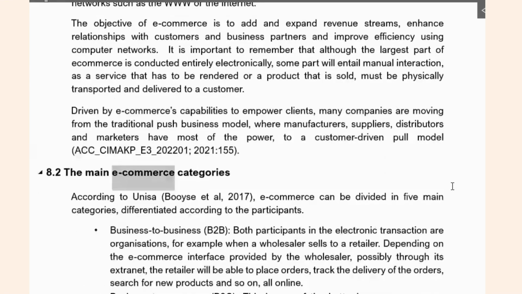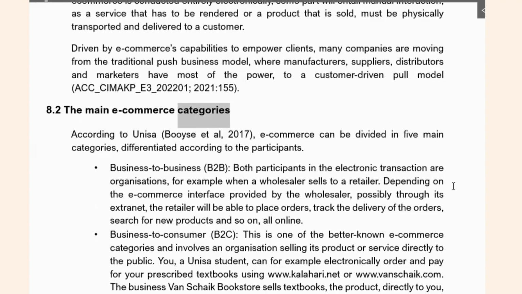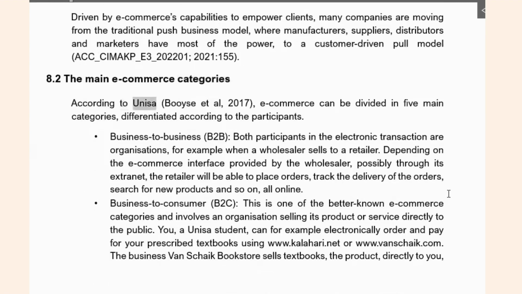8.2 The main e-commerce categories. According to UNICEF Boys et al., 2017, e-commerce can be divided into 5 main categories, differentiated according to the participants.